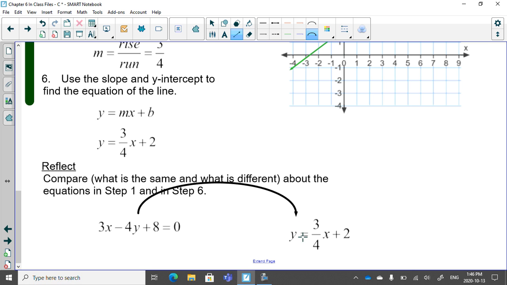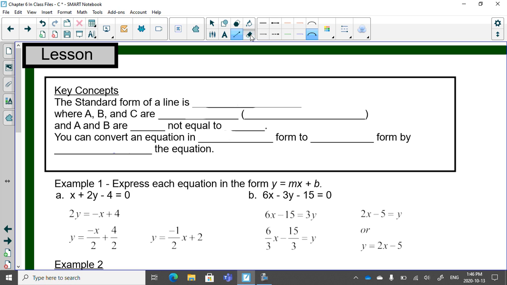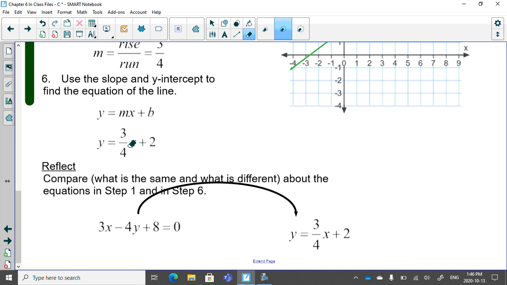And notice that we're just trying to get the y all by itself. So that investigation isn't the important part. The important part is the back side of this page here. This is called the standard form of a line. I'll go back here. This is the standard form of a line. This is the slope y-intercept form. We're going to put standard form into slope y-intercept form.